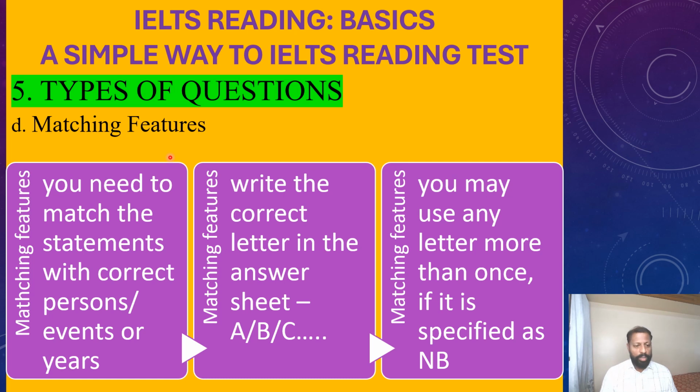It can be years or even months or dates, I think. So you need to match the statements given as questions, the information, with the persons or events. This type of question is known as matching features questions. Matching features. Now, what do you need to do? You need to write the correct letter in the answer sheet, as I told you before, A, B or C. Now, you may use any letter more than once if it is specified as NB.